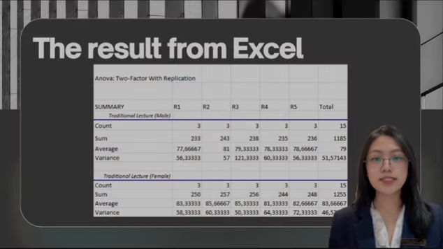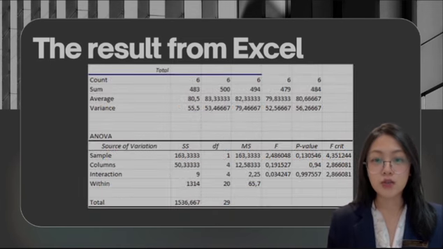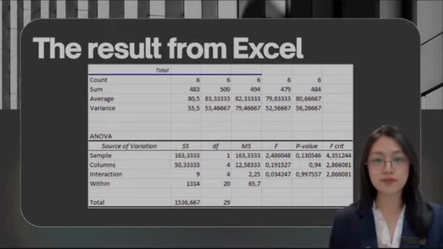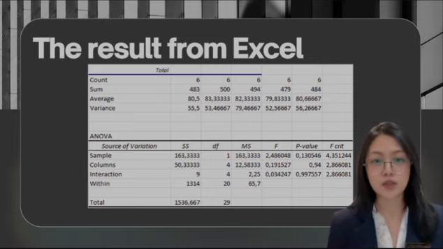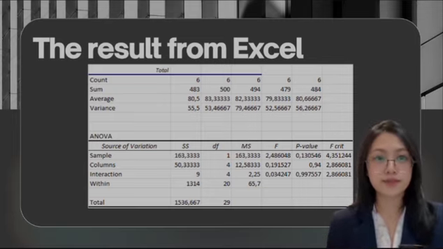Now let's take a look at the result produced by Excel. The ANOVA output table showed 3 main sources of variation. The first one is gender or factor B, the second one is teaching method or factor A, and the last one is interaction or A times B. For gender, the F value is 2.486 and the p-value is 0.13, which is greater than 0.05. This means there is no significant difference in exam scores between male and female students.